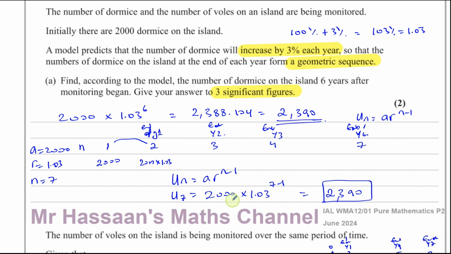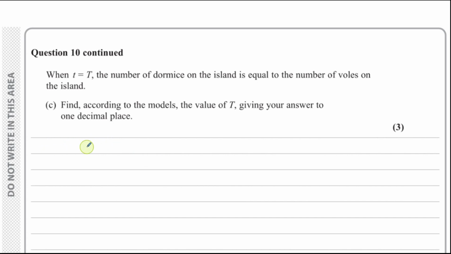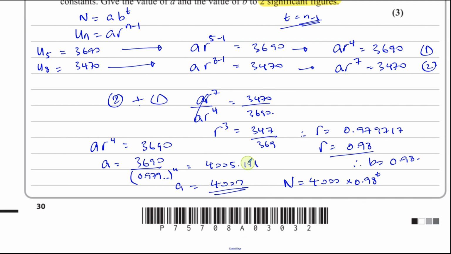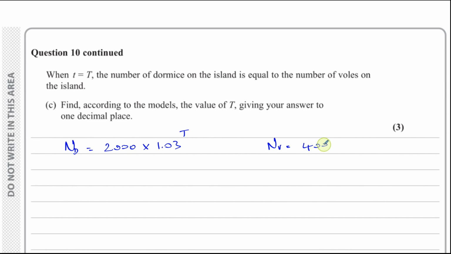We have to make the formula. So it's going to be to the power of t. Remember, this is n-1, which is the same as t. So for the dormice, the number of dormice is going to be 2000 times 1.03 to the power of capital T. And the voles, what was it again? It was 4,000 times 0.98 to the power of T, when t equals T.